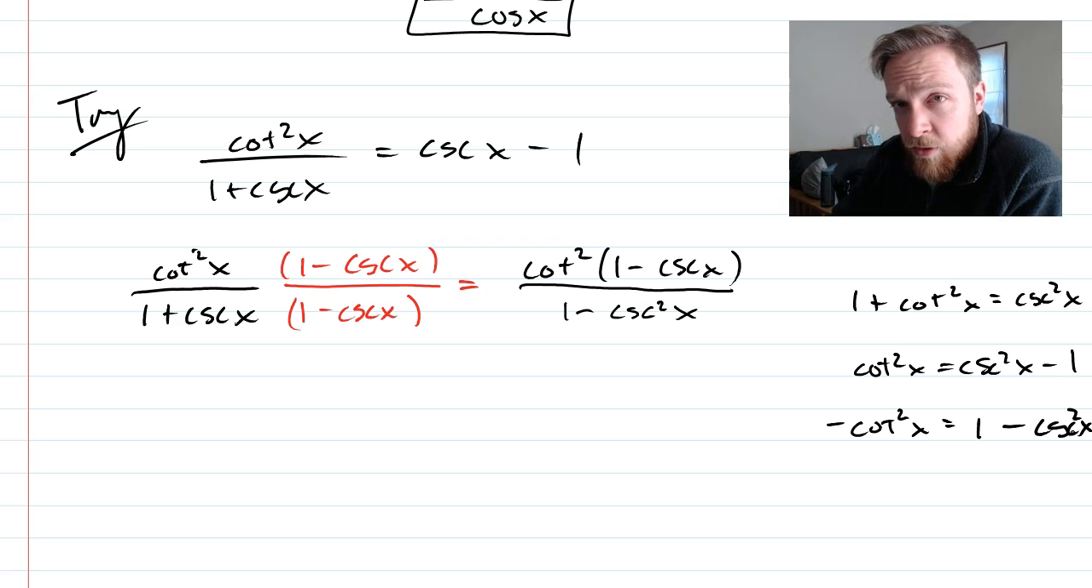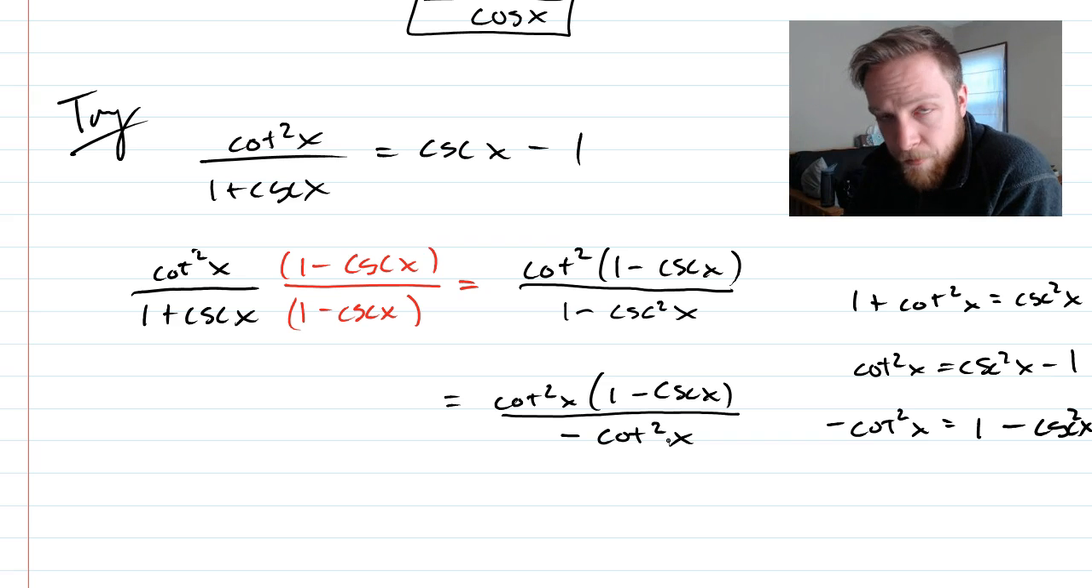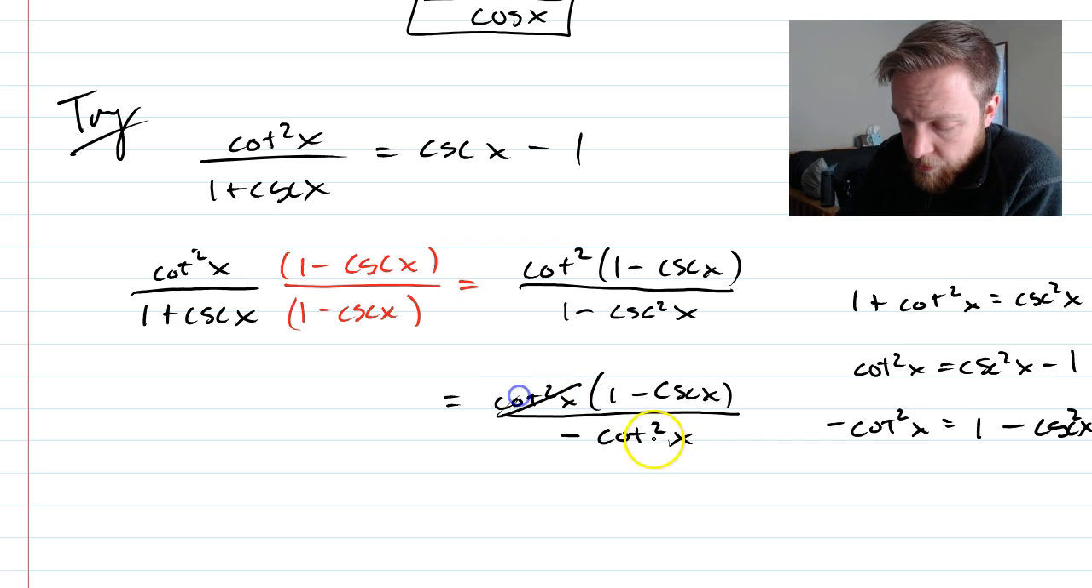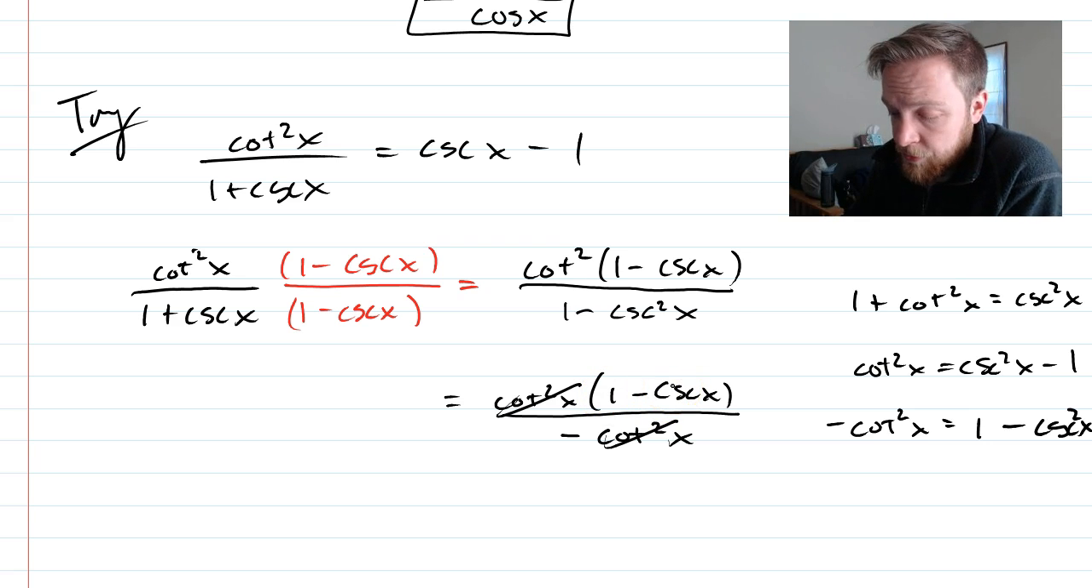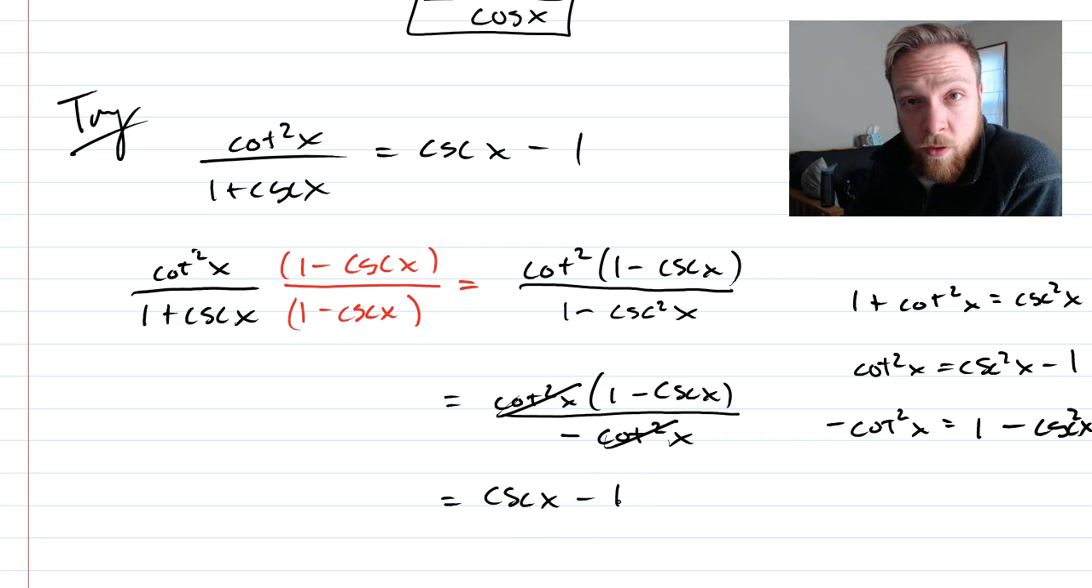Okay, so what I'm saying here is that on the bottom of this fraction, I'm going to be replacing that with a negative cotangent squared of x. Okay, and those cotangents, they will cancel out. So really, it's like 1 minus cosecant x all divided by negative 1. And what that does is it flips our signs. So we will have a negative 1 and a positive cosecant. And that is exactly what we wanted to prove.